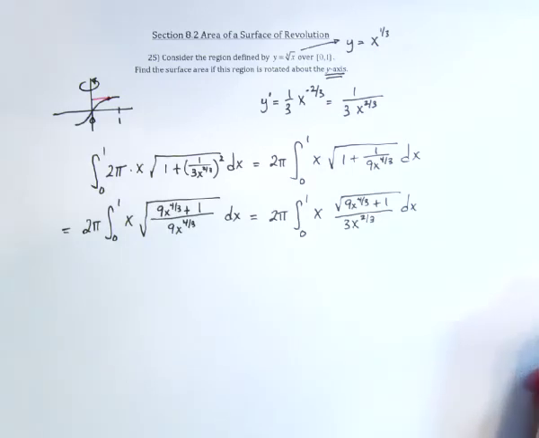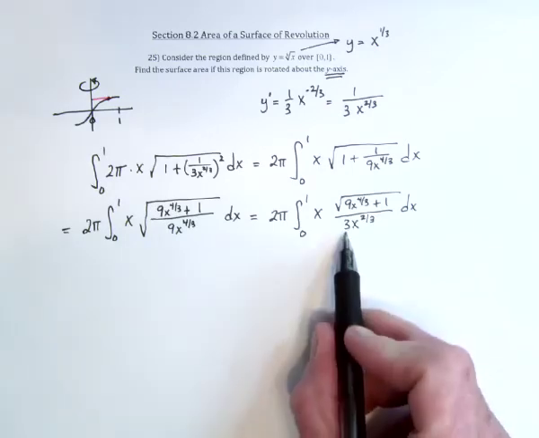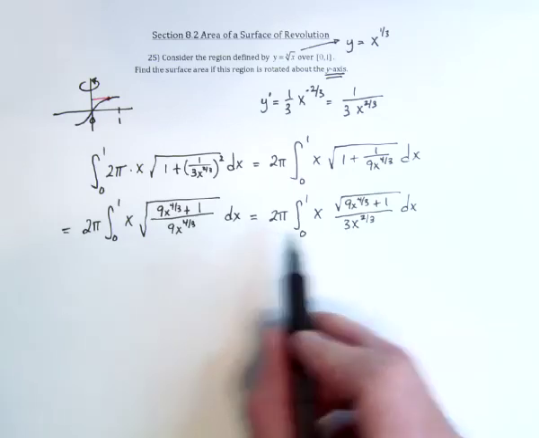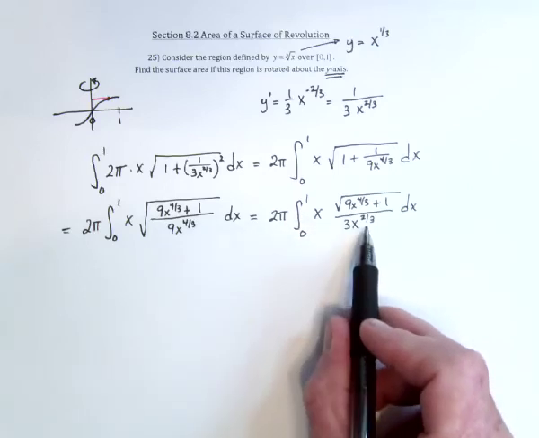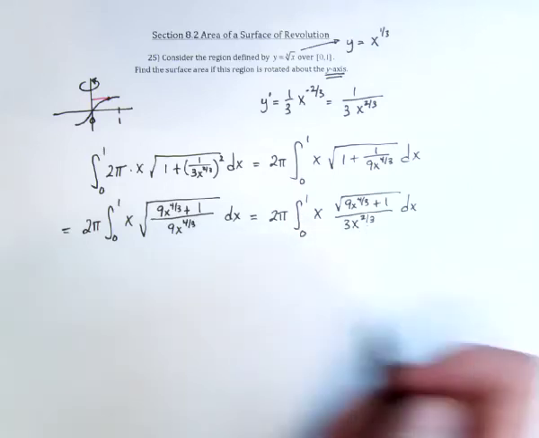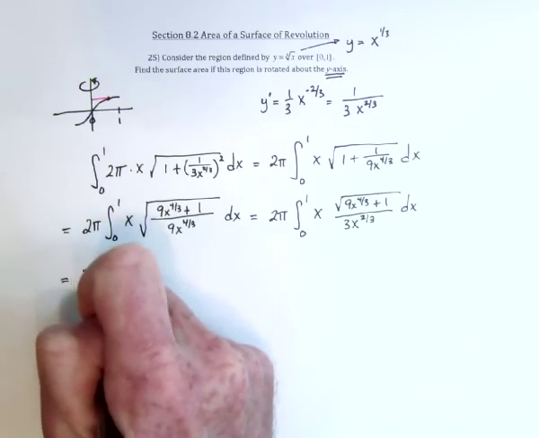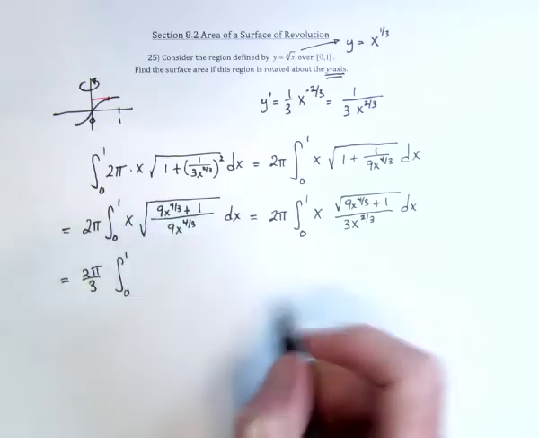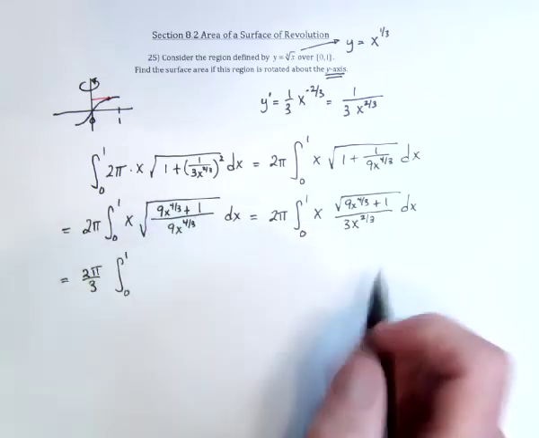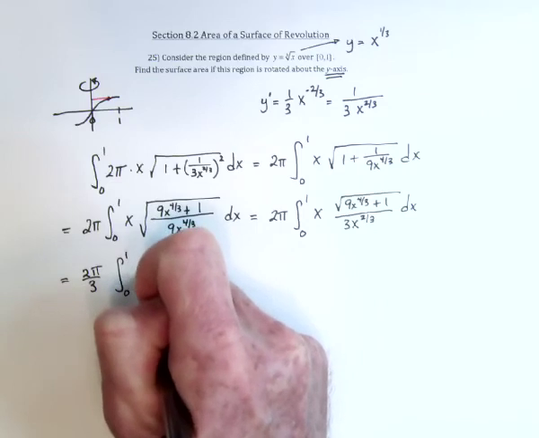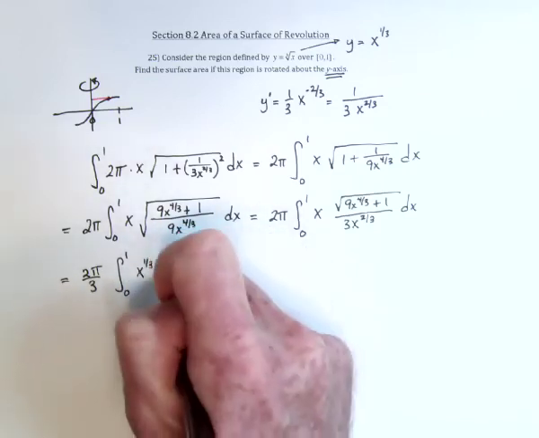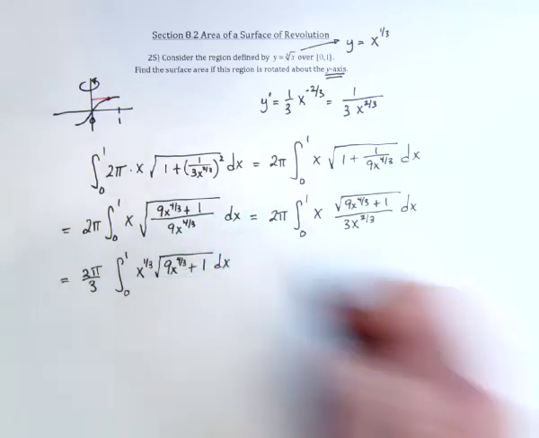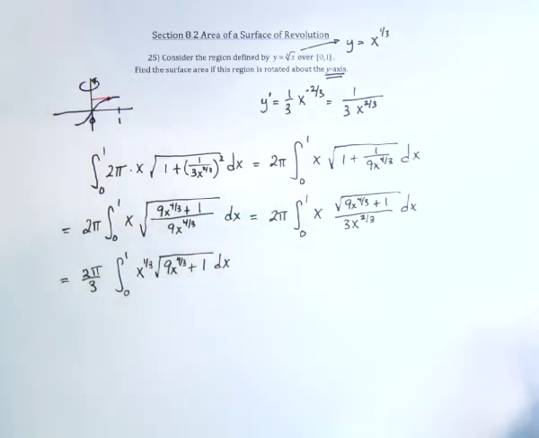And then we can do some more algebra, like we can take this 3 and factor it out, so this becomes 2 pi over 3. And then this and this, if you combine them, leaves behind x to the 1/3. So we now have 2 pi over 3 on the outside. Integrate. These two become an x to the 1/3. And then we have the square root. What fun. Even better than watching TV.